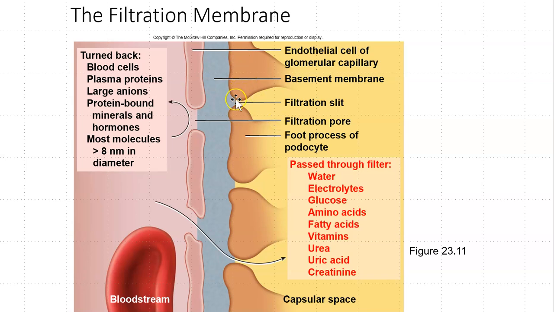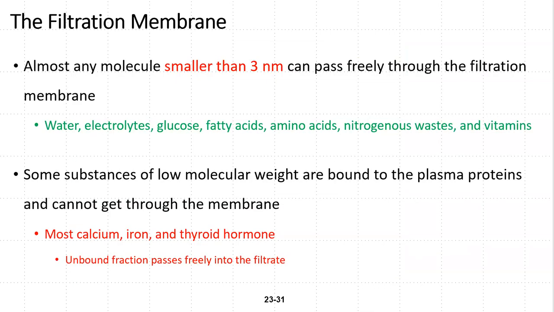And through the next filtration slits in the podocytes, water, electrolytes, glucose, amino acids, fatty acids, vitamins, urea, uric acid, and creatine pass through and enter the capsular space. Okay.